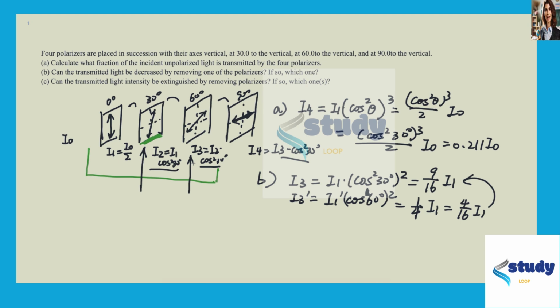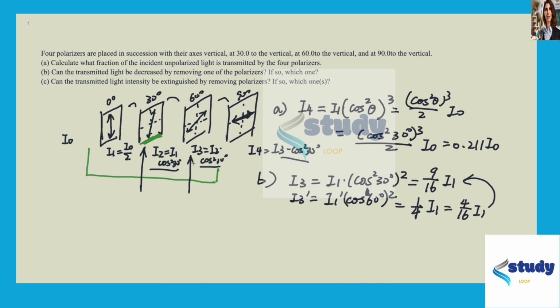So by removing the third polarizer, we can also reduce the amount of light that passes through. What about the first one and the last one? No, not these two, because both the first one and the last one do filter out some light. And by removing the first one and the last one, we will actually increase the amount of light transferred.